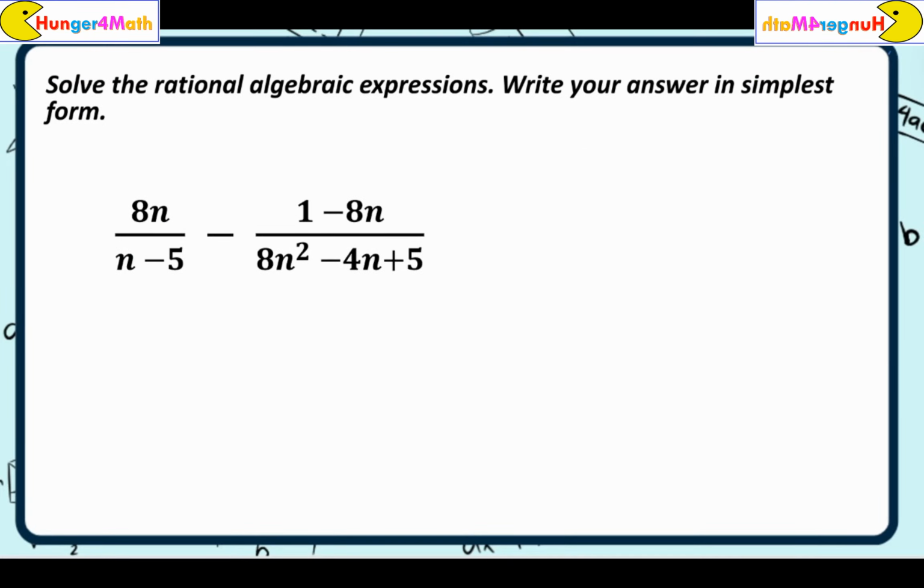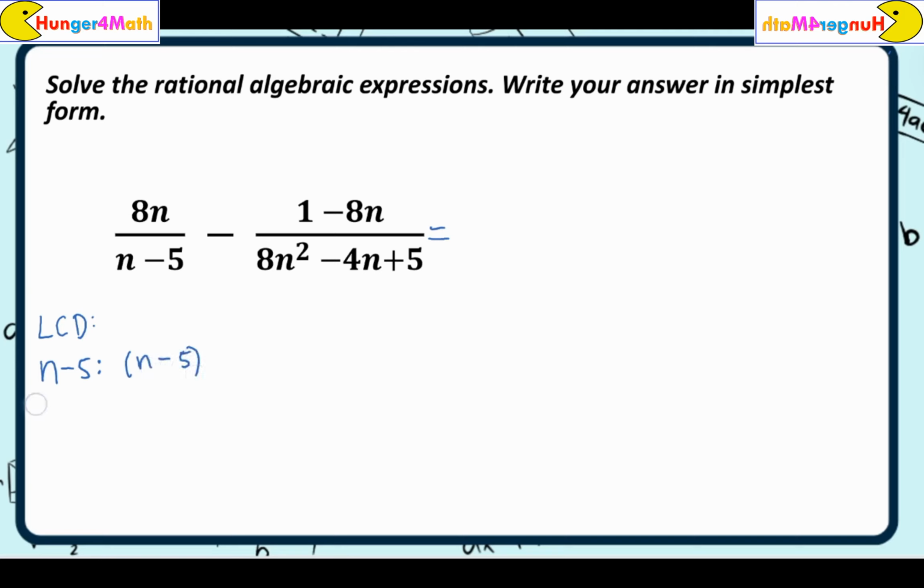Next is subtraction of rational algebraic expressions. For addition and subtraction, we have to find the LCD. Now, let's find the LCD of our denominators. So for n minus 5, since n minus 5 is not factorable, let's just write here n minus 5.